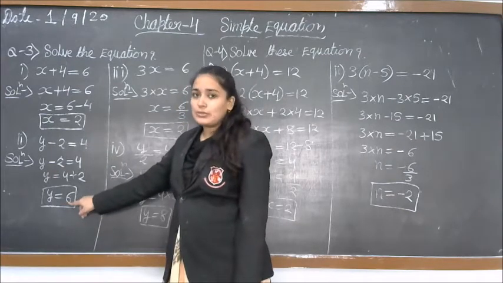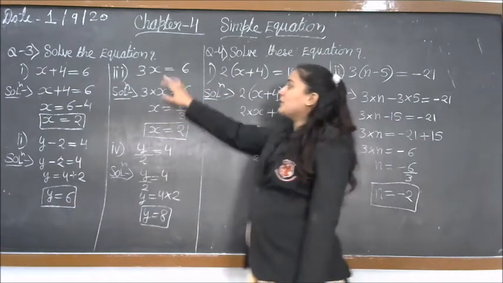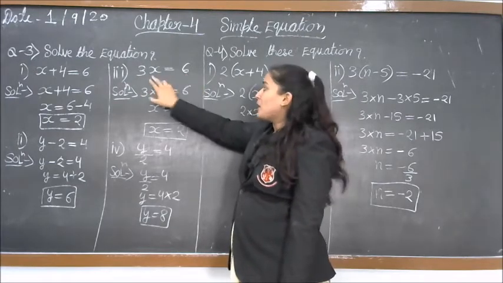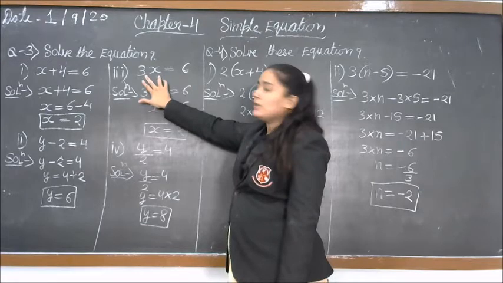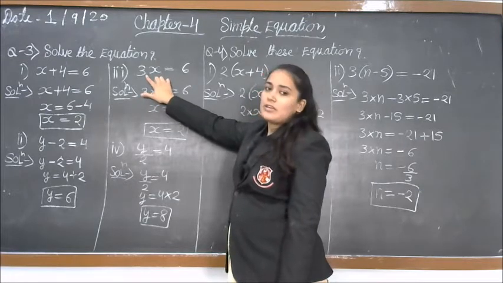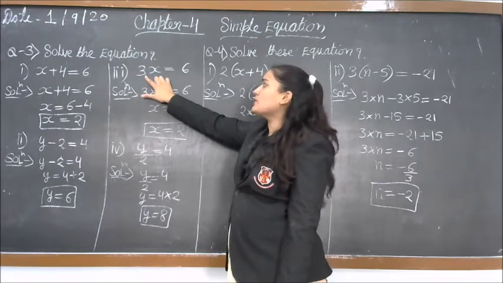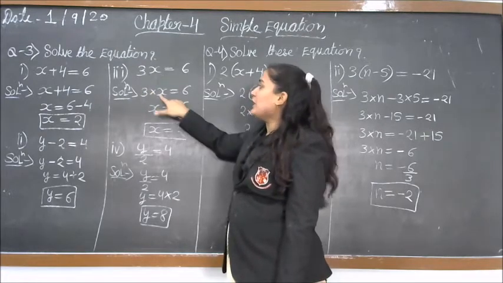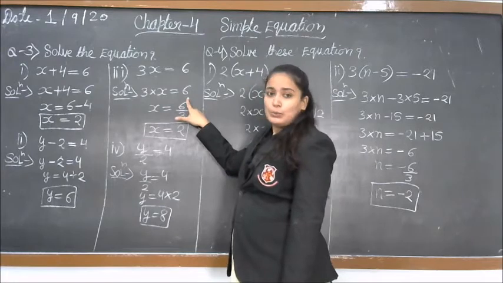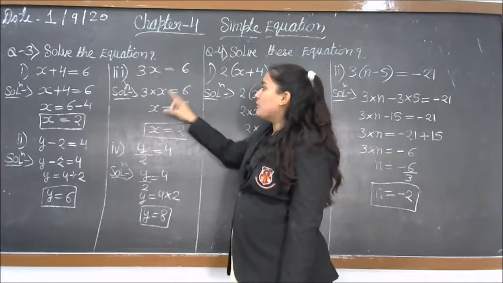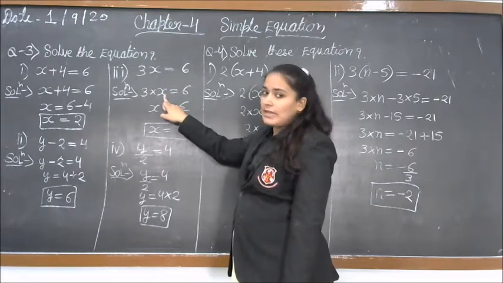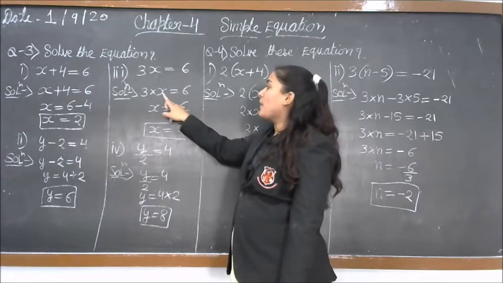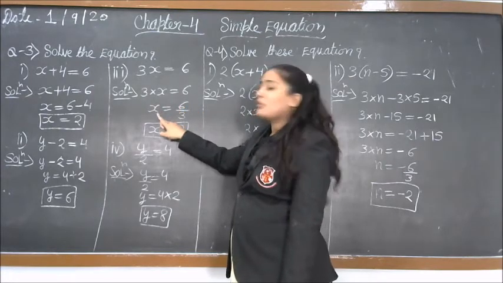Y equal to 6. Next, third, 3x equal to 6. In between there is no sign. So when in any equation there is no sign, it means multiplication. So 3 into x equal to 6. So what is the variable here? X is the variable, 3 is a constant, 6 is also a constant. No need to change the position of the variable.